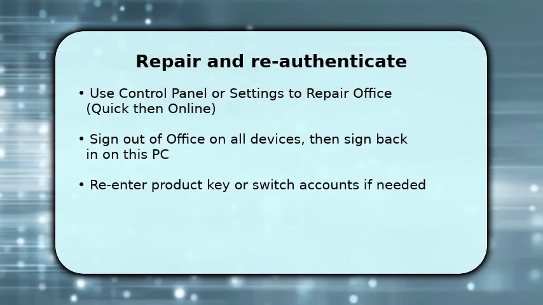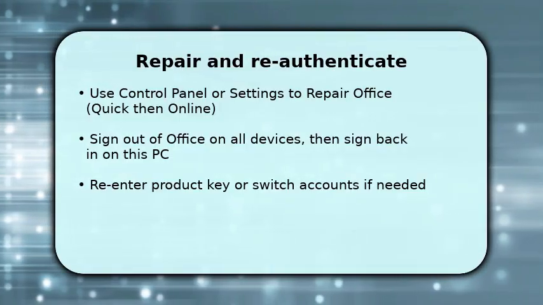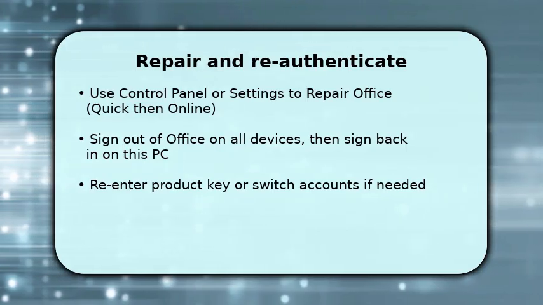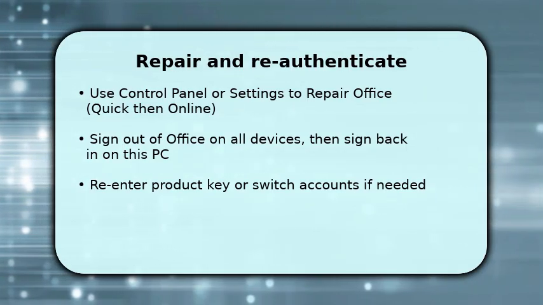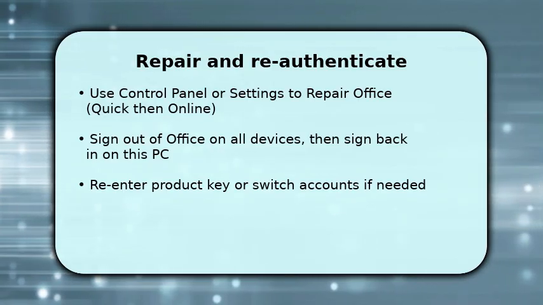After the initial checks, repair Office to fix corrupted activation files. Go to Settings Apps Microsoft 365, modify and run Quick Repair, and if that fails, run Online Repair. Once done, sign out of Office everywhere and sign back in on this PC to refresh tokens.